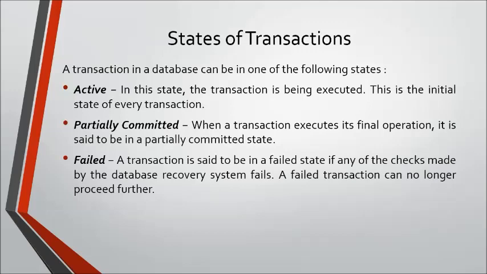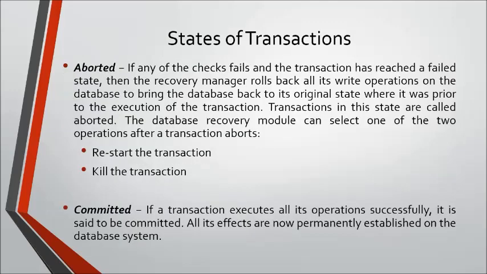Next, we have failed. A transaction is said to be in a failed state if any of the checks made by the database recovery system fails. A failed transaction can no longer proceed further. Next, we have the aborted. If any of the checks fails and the transaction has reached a failed state, then the recovery manager rolls back all its write operations on the database to bring the database back to its original state, where it was prior to the execution of the transaction. Transactions in this state are called aborted.